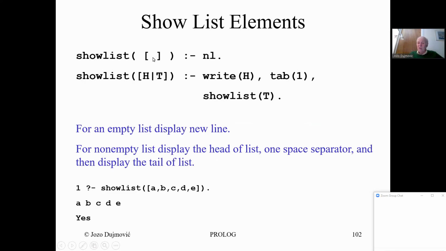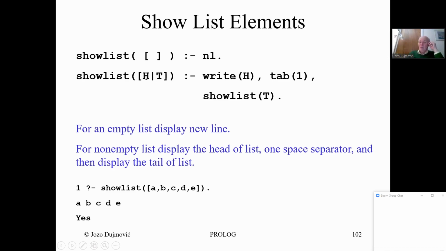If the list is not empty, we fail this rule number 1 and drop to this rule number 2. And we have show list of something that has head and tail. So this vertical line is decomposing head and tail when you match this with the list. So head and tail is going to be matched with A, B, C, D, E, because A, B, C, D, E is not matching the empty list. So you fail here. You drop down and then take list A, B, C, D, E and match head and tail. This is going to create head is A and tail is B, C, D, E.